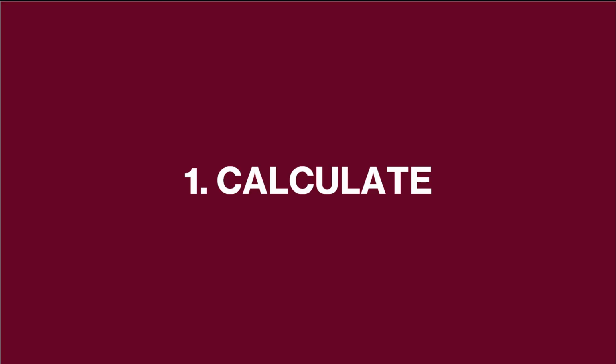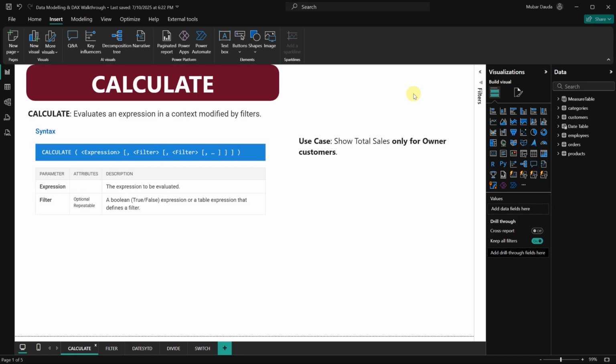The DAX function we'll be looking into is CALCULATE. CALCULATE is one of the most powerful DAX functions when you want to solve business problems with Power BI. So how does CALCULATE work? CALCULATE evaluates an expression in a context modified by filters. So for any calculation you want to express, you can apply more filters to it, so it can give you the result you want to see.